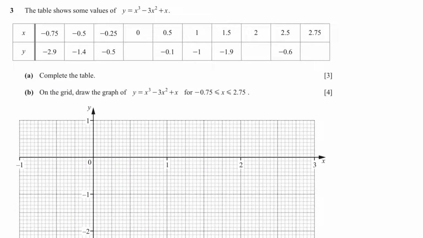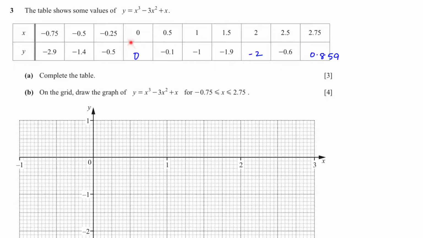Question number 3. The table shows some values of y = x³ - 3x² + x, and we have to complete the table. This is one of the easiest 3 marks to get. Just replace your x with 0, 1, 2, and 2.7. Remember to put it in the bracket and you will get the correct answers.